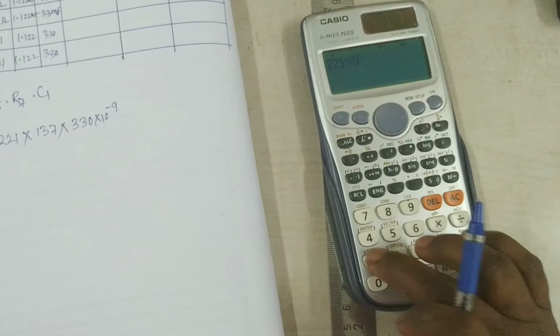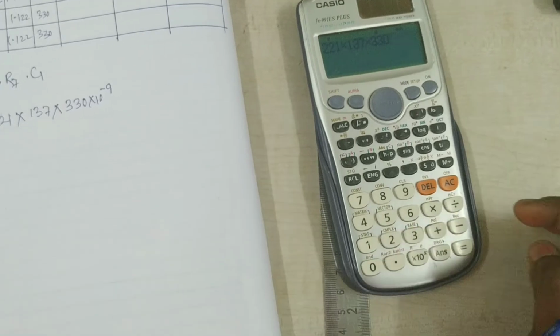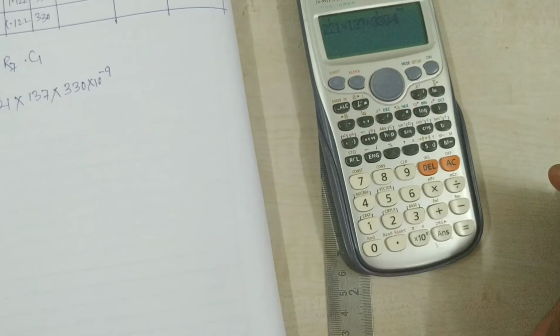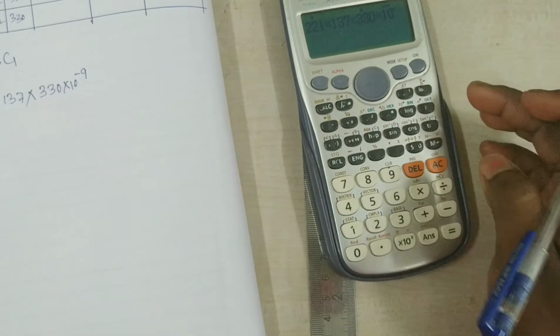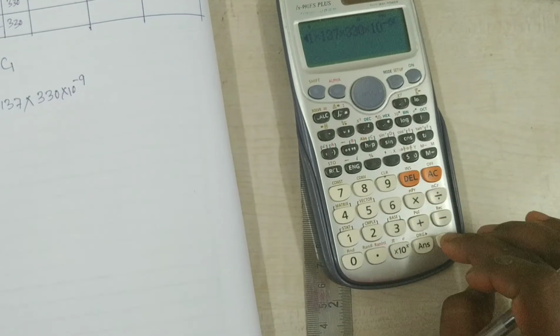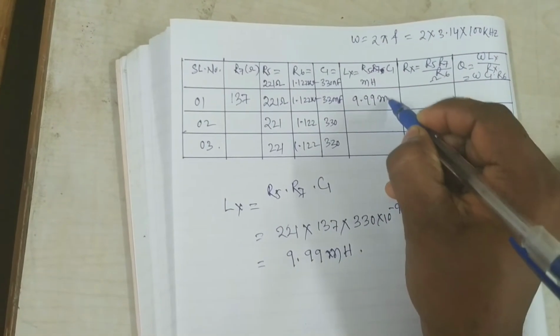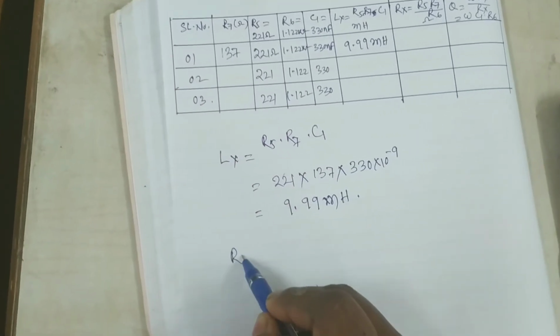Into 137 into 330 into 10 to the minus 6 equals to. So here 9.99 millihenry. Okay. So here 9.99 millihenry. So next find Rx.